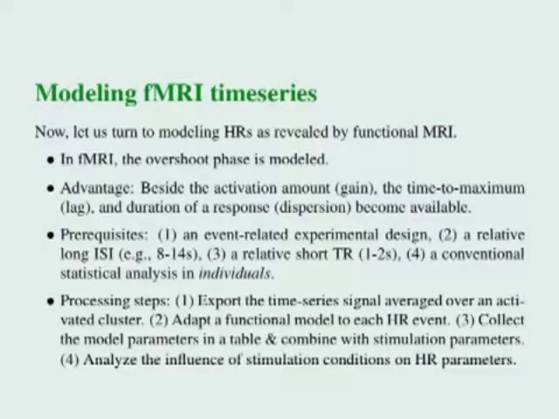You may want to have a relatively short TR, so a relatively fast measurement, because you want to capture the time course at multiple time points. And you need to do a conventional statistical analysis first in individuals, and I get later to why you need to do this.